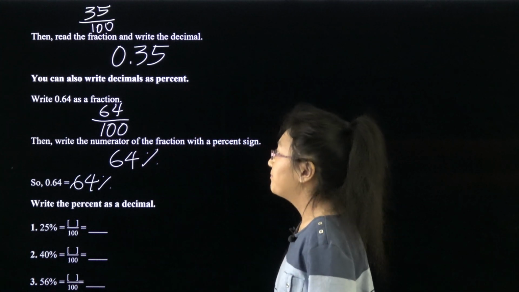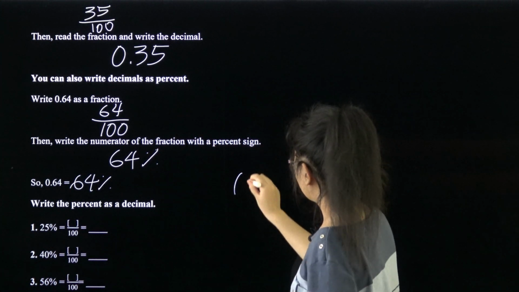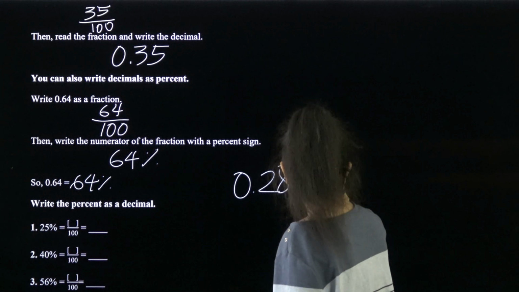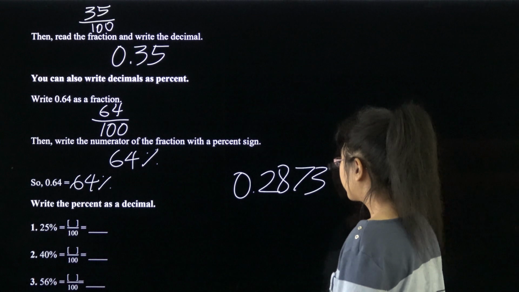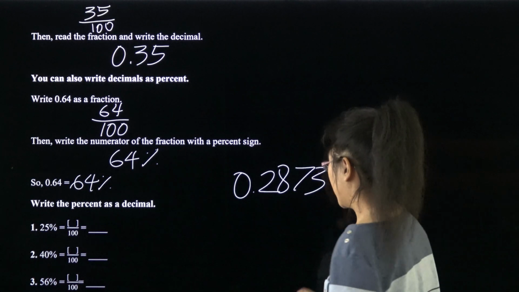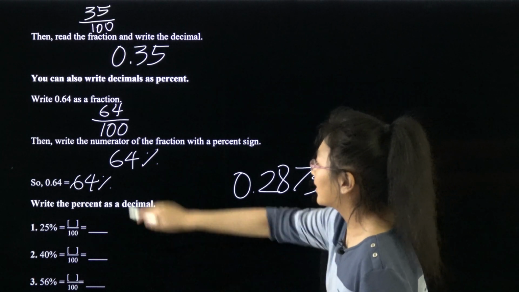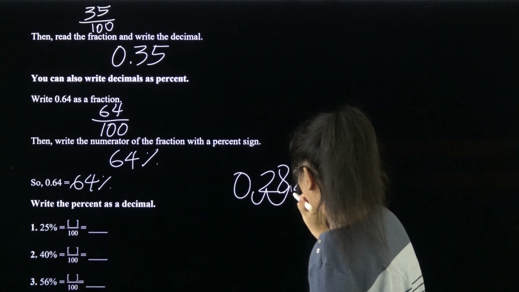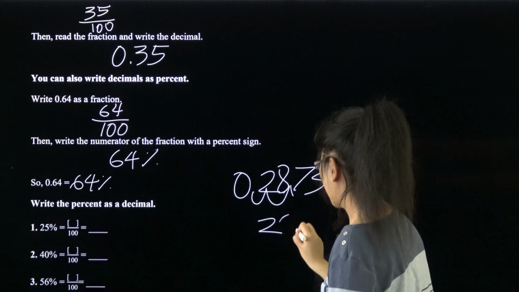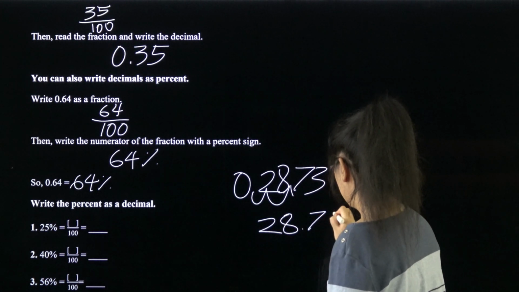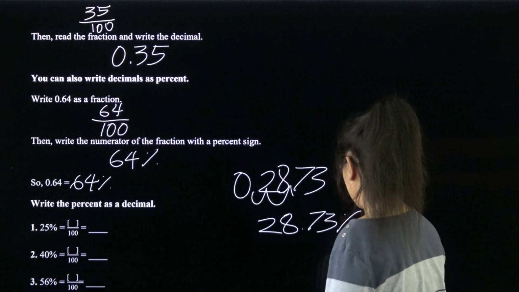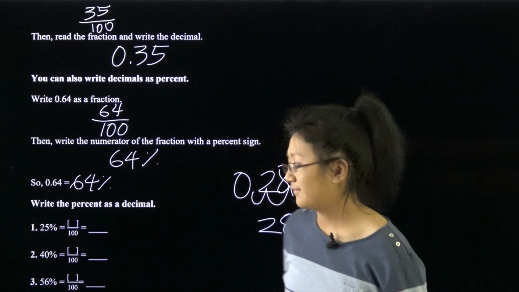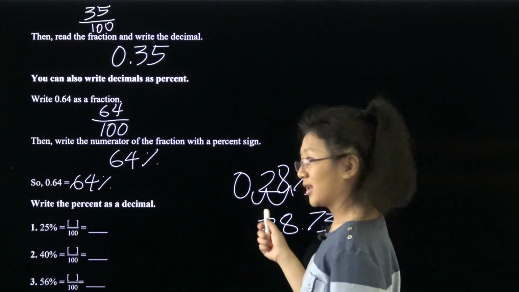Now here's a shortcut. The moment you see, let's just make it a random number, 0.2873. Let's do this. You don't need to write this as a fraction with 100 as a denominator. You just move the decimal point back 2 places. So you multiply the decimal by 100. And then this would be 28.73%. Easy, right? Much quicker. Don't do this unless you're used to it.